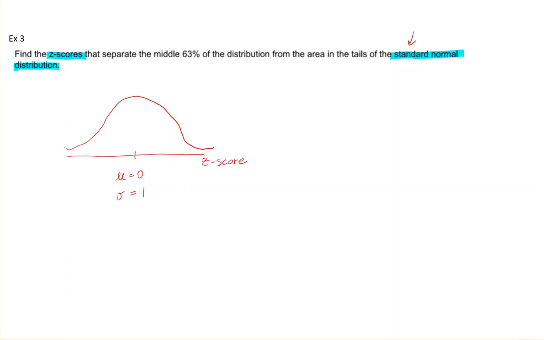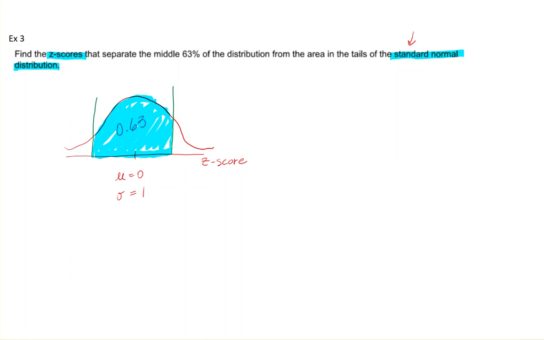So when you see the word standard, you need to think the mean is now 0 and the standard deviation is 1. So the question we want to answer says, I need to figure out what these z-scores are that's going to separate the middle 63% from the tails. So the middle 63% is an area. So I'm going to draw two lines that are going to be on either side of my area. And this is the middle area we're referring to. And that area is represented by 63% according to the problem.